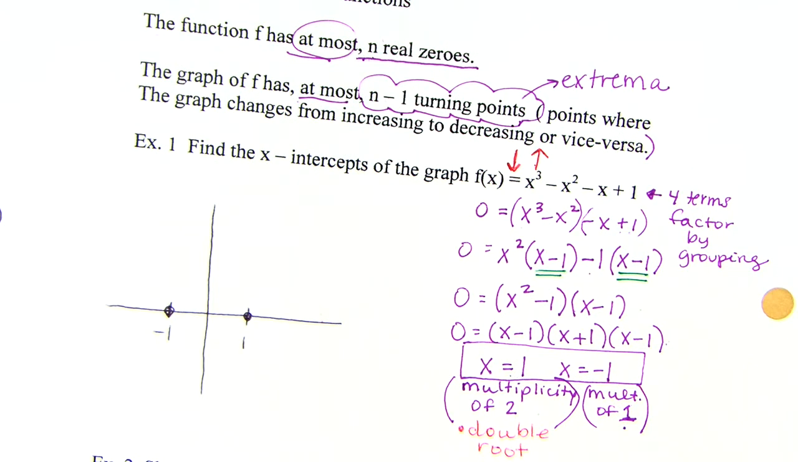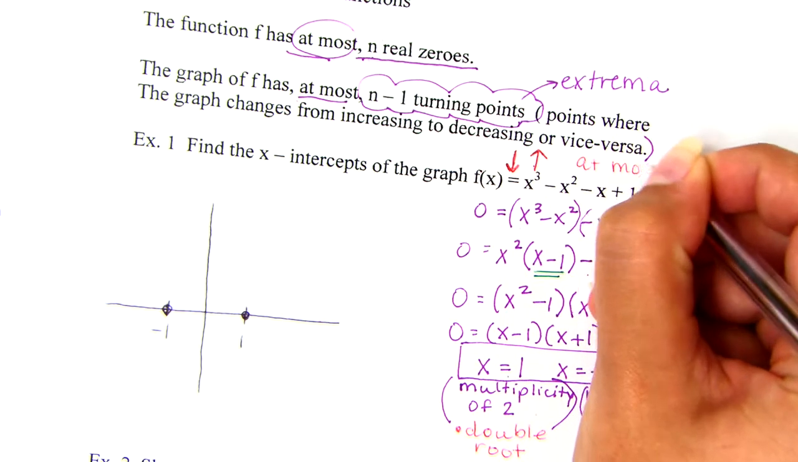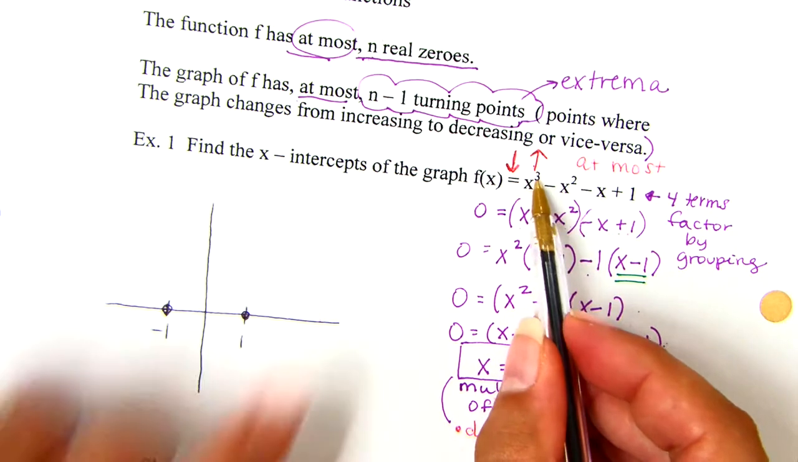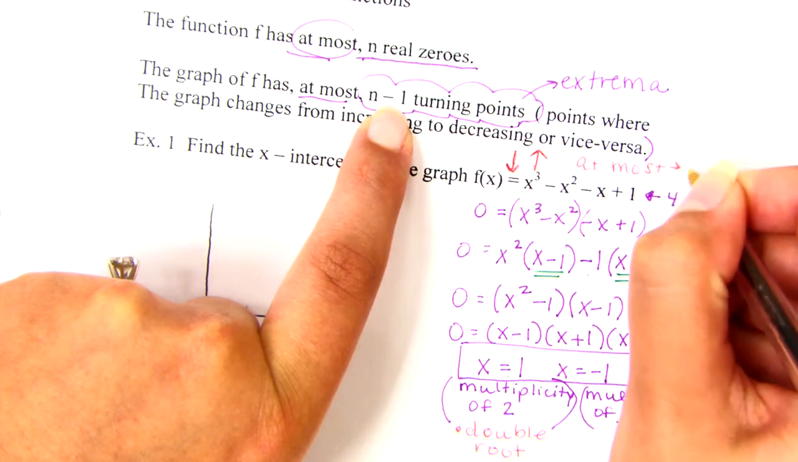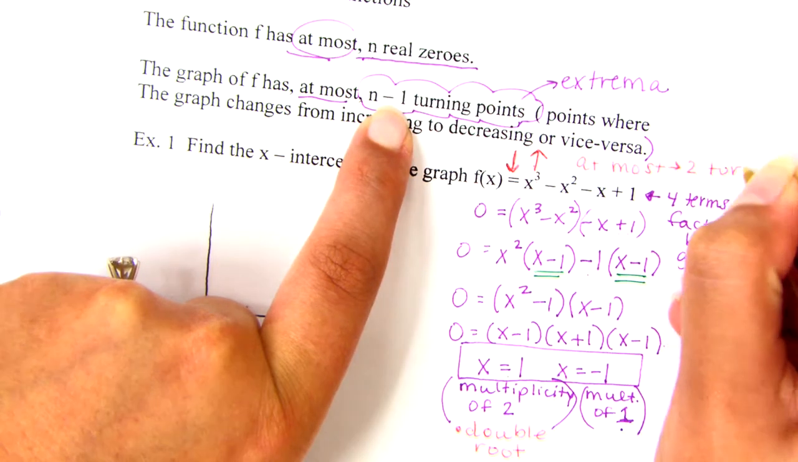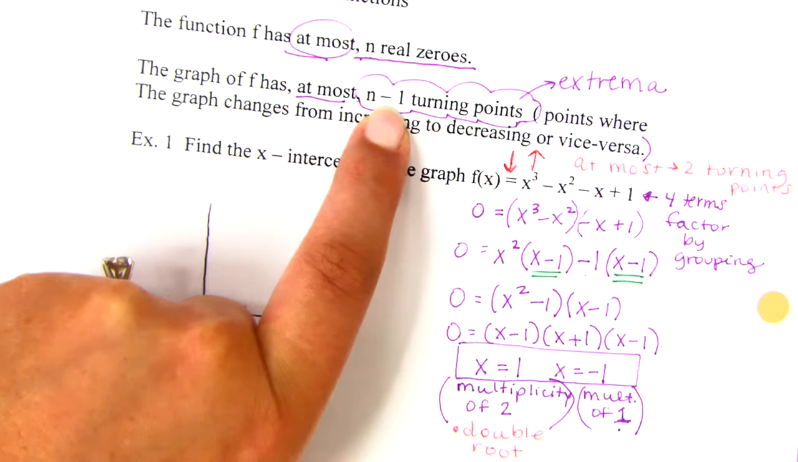How many turning points can I have? How many extrema points can I have? At most, n minus 1. So at most, 2 turning points or extrema points.